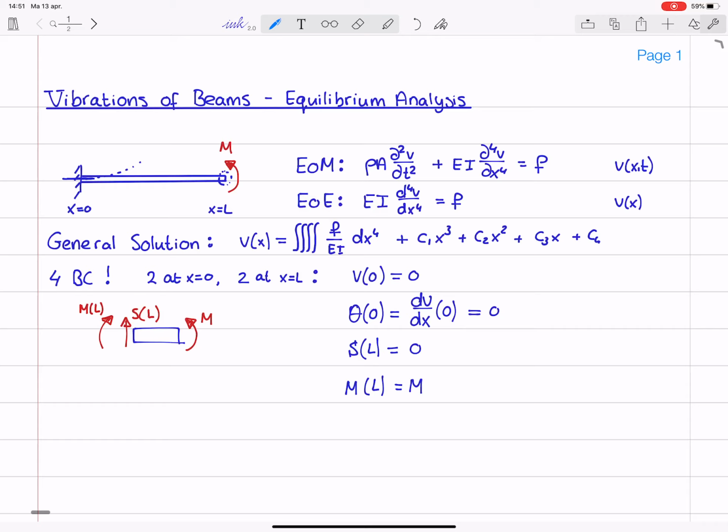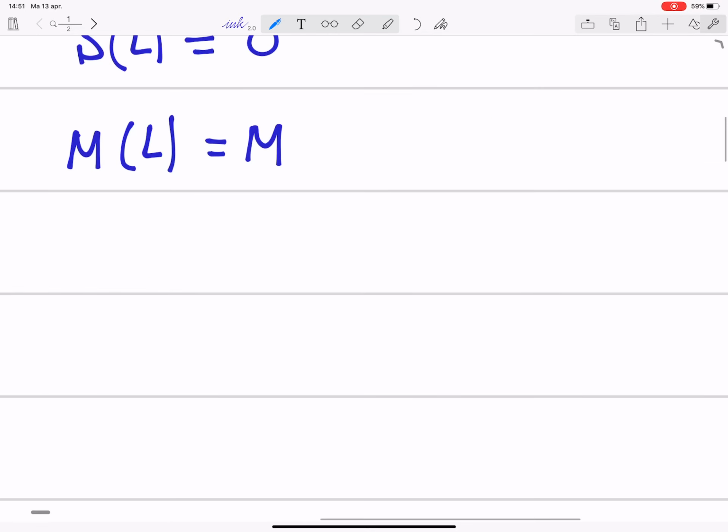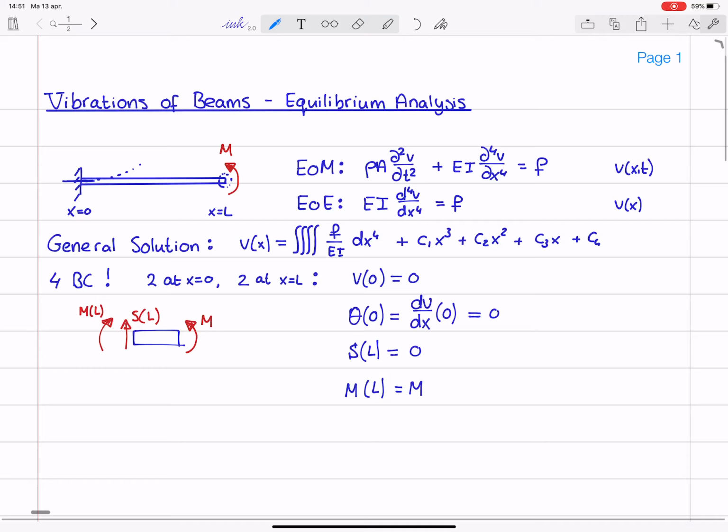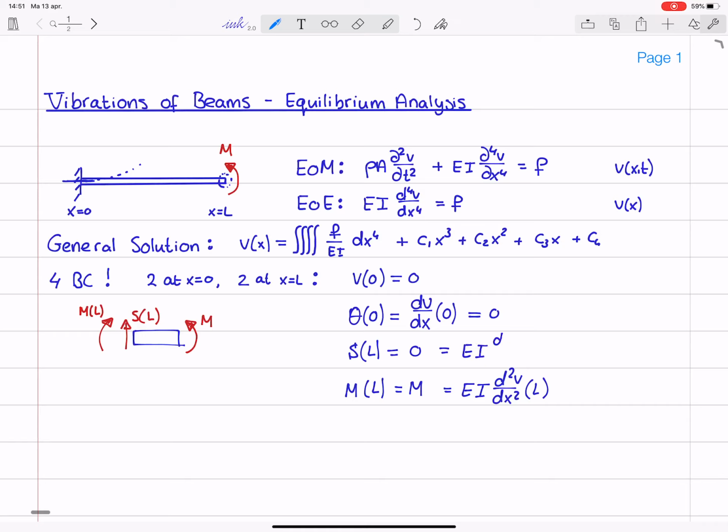So how can we express these boundary conditions for S and M in terms of v? Well, for that, recall that M equals EI times the second derivative of v. So this is EI times the second derivative of v evaluated at L. Also recall that S is the derivative of M. So that means that S is actually EI times the third derivative of v with respect to x evaluated at L. So these are the four boundary conditions. Let's apply them and see what c1 to c4 are.